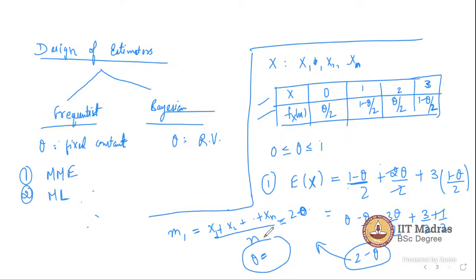And the next is the maximum likelihood estimator. So in maximum likelihood estimation, we first define the likelihood function. If we have a sample x1 to xn and a parameter theta, we define the likelihood function L(x1 to xn; theta) as the product of f_X(xi; theta) for all the samples we have observed, where i varies from 1 to n.